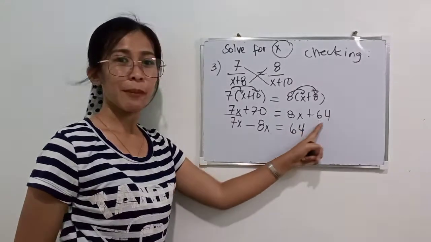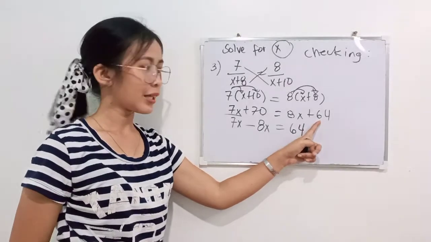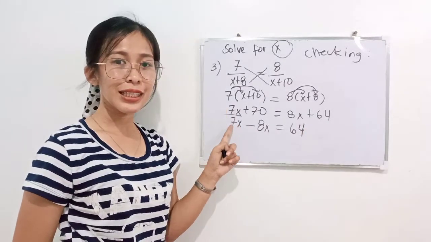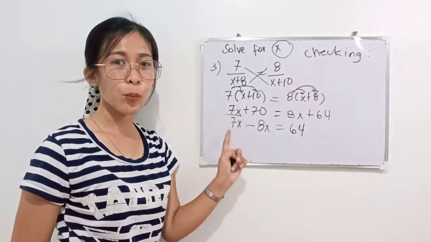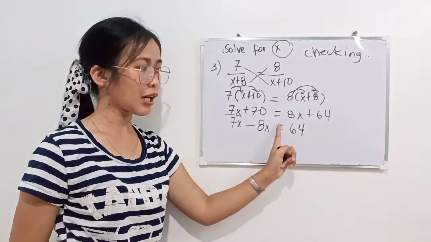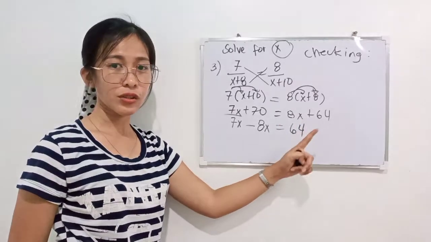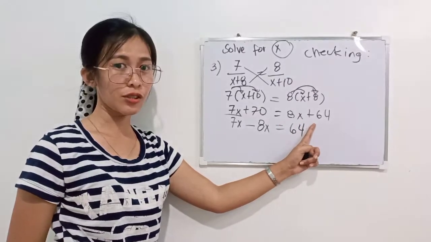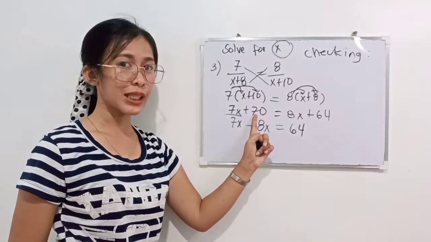Bakit hindi natin siya pinapalitan ng sign, and itong si 7x? Kasi nga, hindi naman natin sila inalis ng pwesto. No? So, si 64, nandyan lang siya. Nandito lang din naman siya sa kabila ng equal sign. So, hindi natin siya aalisin dito sa part na to, no? So, si 70 lang yung aalisin natin.